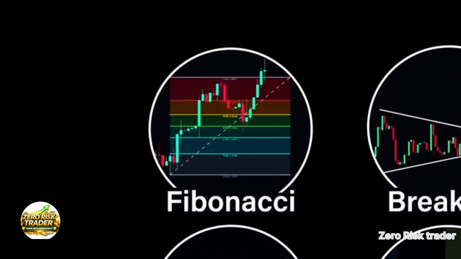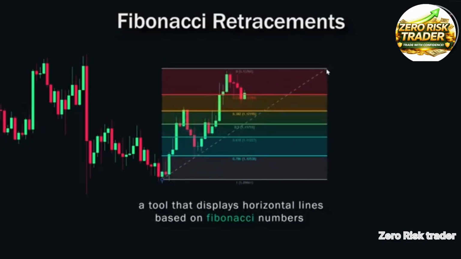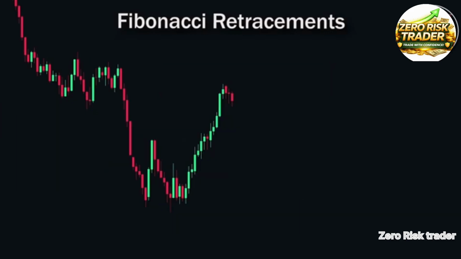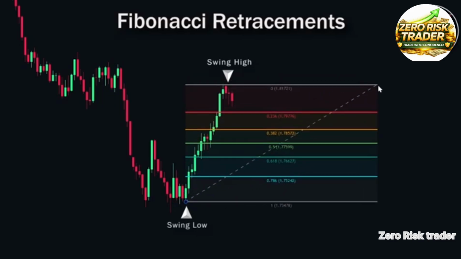Fibonacci retracements. It is a tool that displays horizontal lines based on the Fibonacci numbers. These lines can then be used as key support and resistance levels. To use the Fibonacci retracement tool, you first start by identifying a swing low and swing high on a chart. Then, drag the tool from the swing low to the swing high.